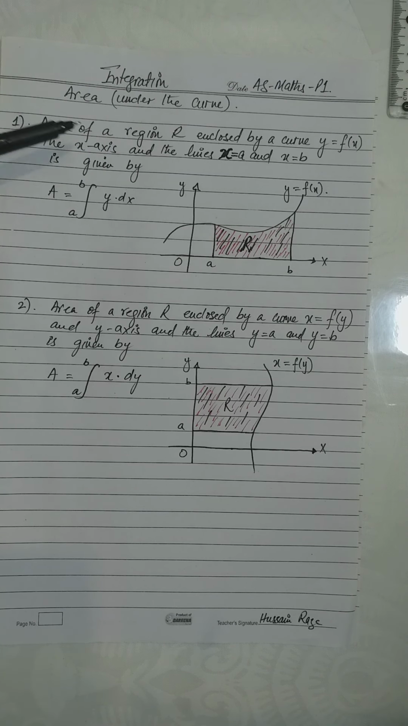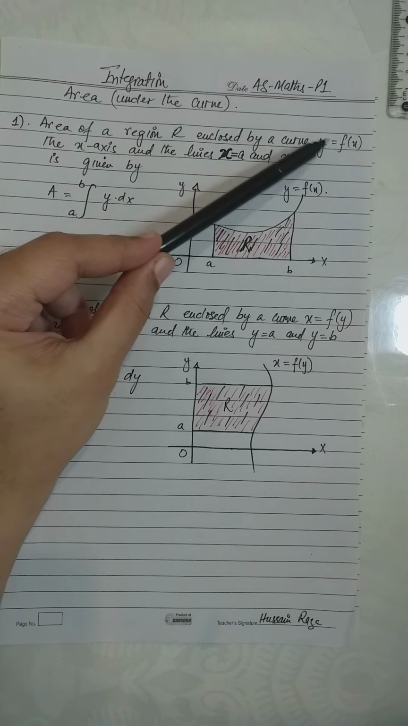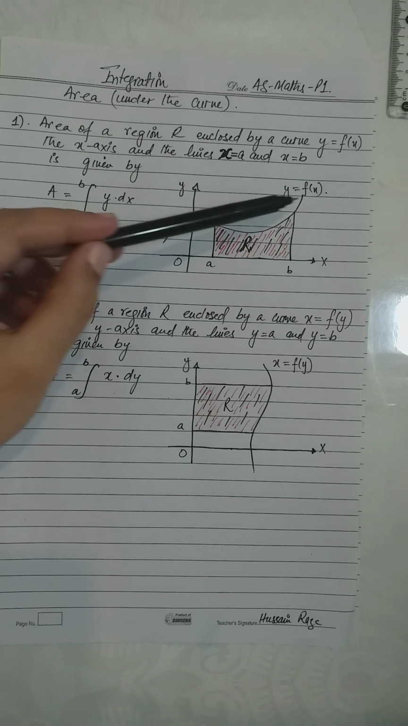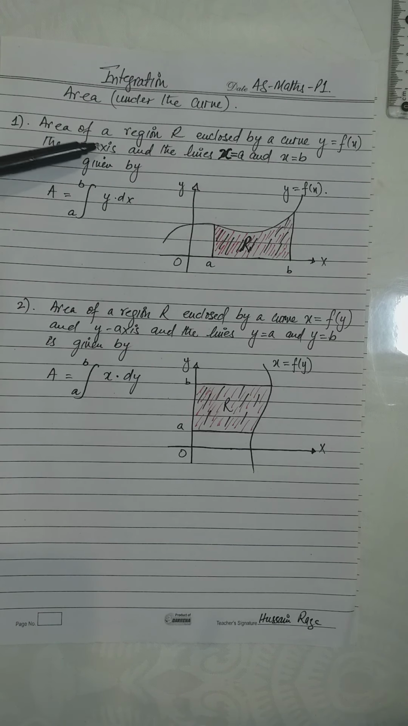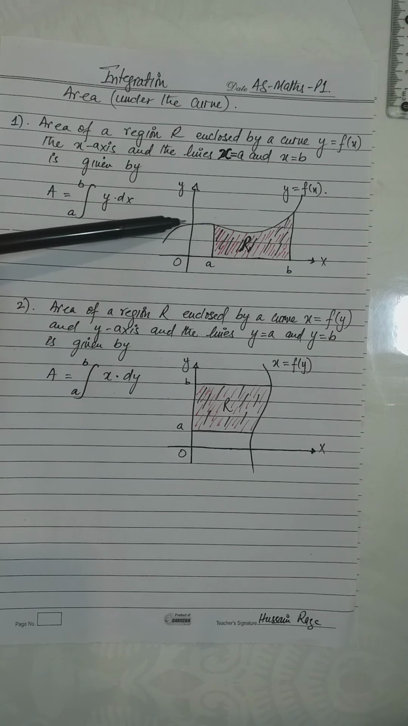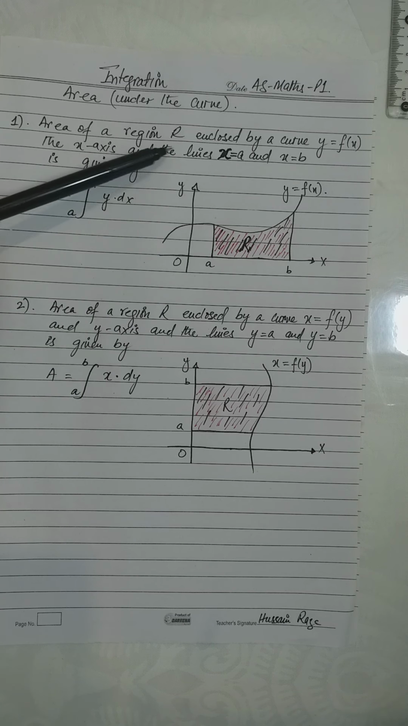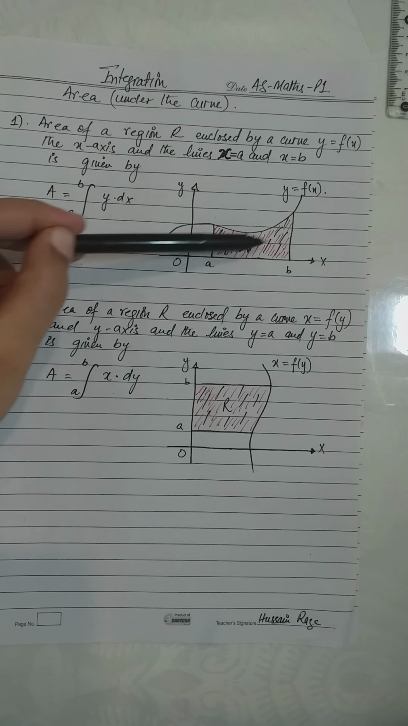So over here it says area of the region R enclosed by the curve, which is y, which can be a function of f(x), which is right over here. That's the curve shown over here, y is equal to f(x), the x-axis, and the lines x is equal to a and x is equal to b. So that's this and this.